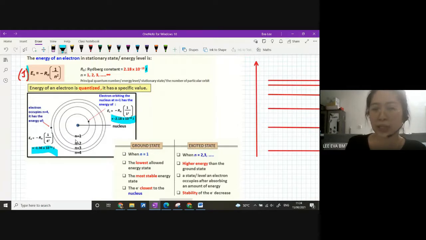So awak mesti kena faham dia punya scenario. Nucleus positively charged, electron negatively charged. Getting closest to the nucleus, it experiences stronger forces of attraction. Therefore, value is slightly higher.